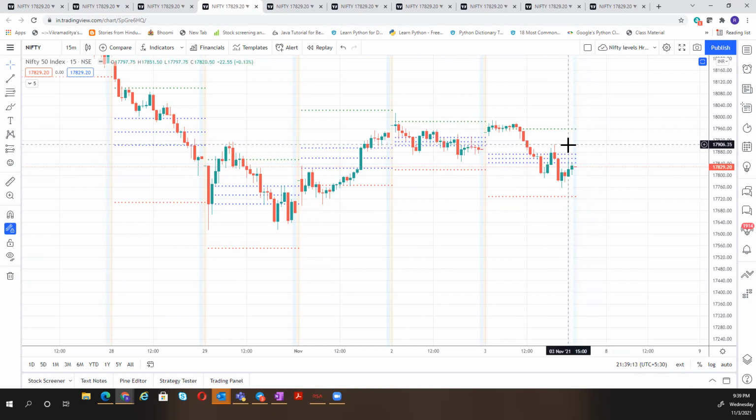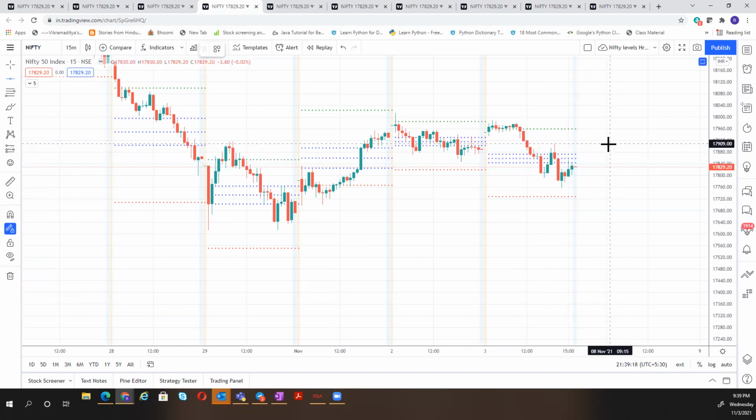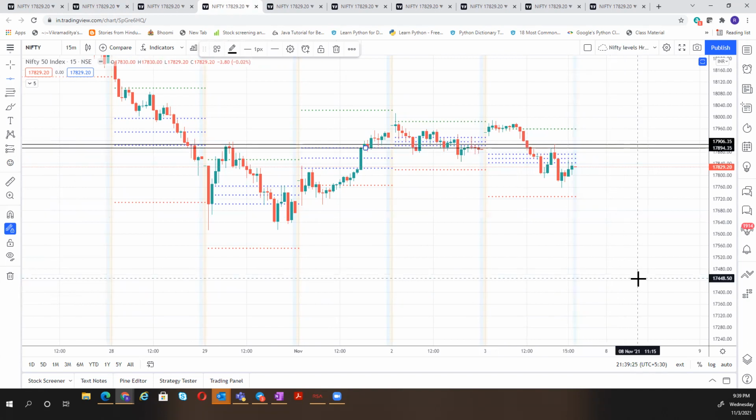What is this level? 17,906. Please mark this level. 17,906 and 17,894. This 12 points will act as strong resistance, because this is where market, after pulling back to today's CPR, went down. So this will act as an established selling zone. You can see why there were a lot of choppiness, indecision candles in this range. That is where market pulled back and went down.